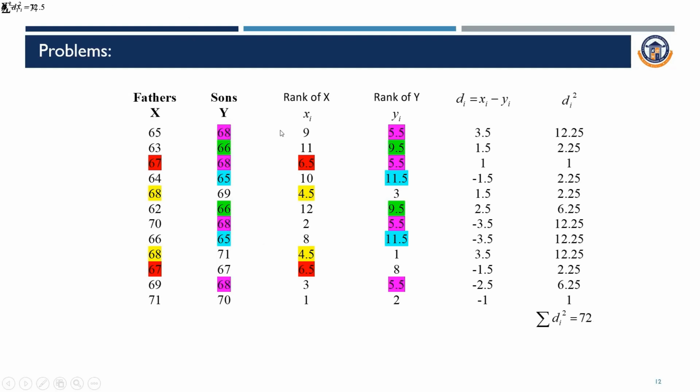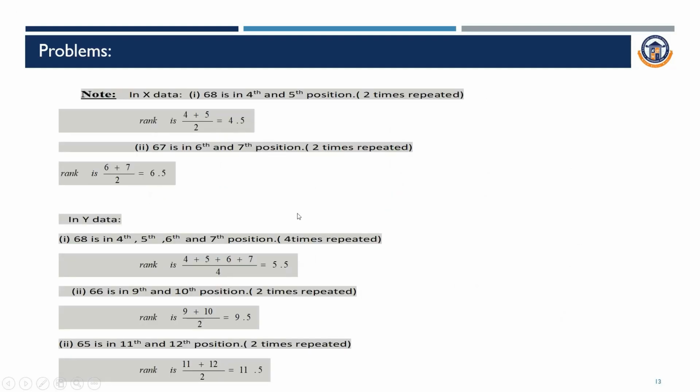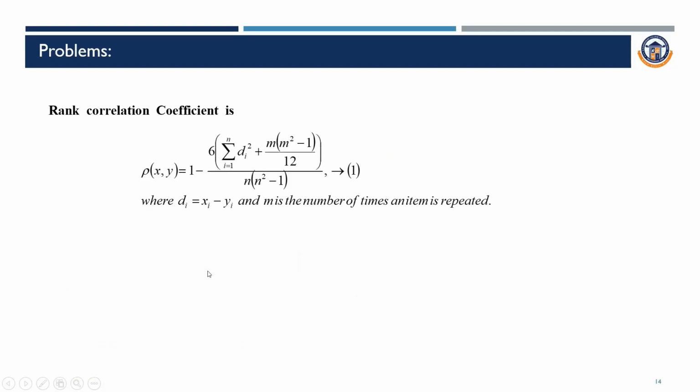So after finding the rank of x and rank of y, the difference di is between ranks, xi minus yi. Then finally we calculate the square of this di, which is di square. So these are the procedures to find rank. So this is the rank correlation coefficient for repeated rank.